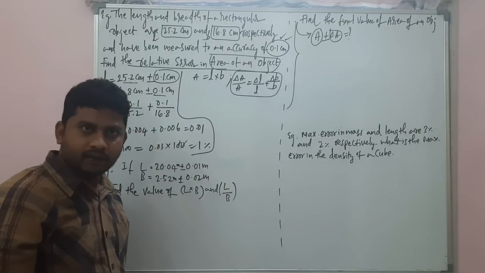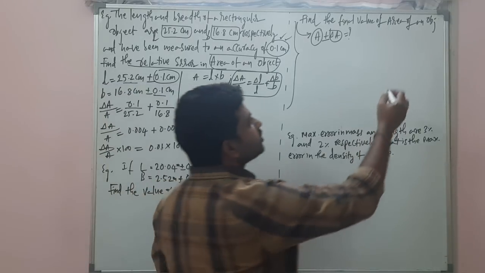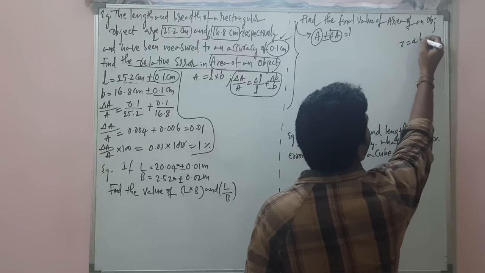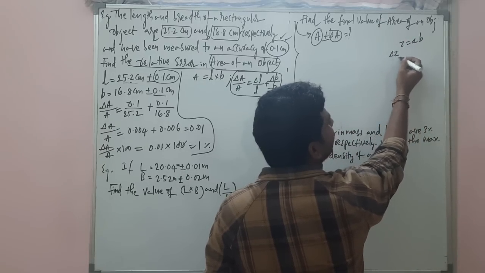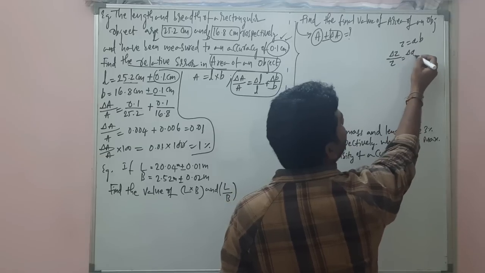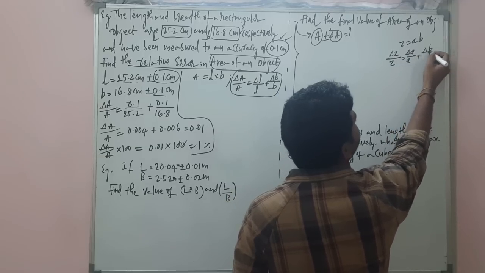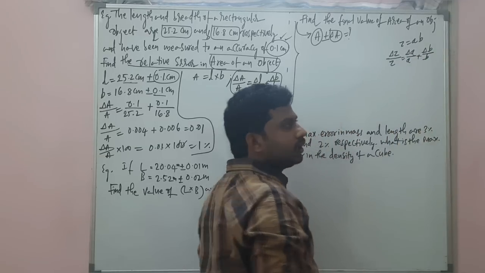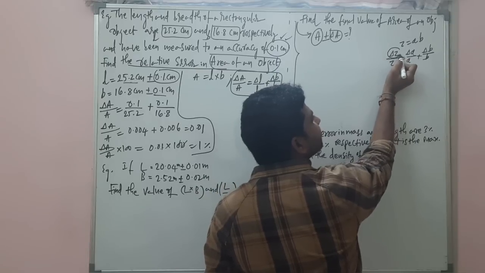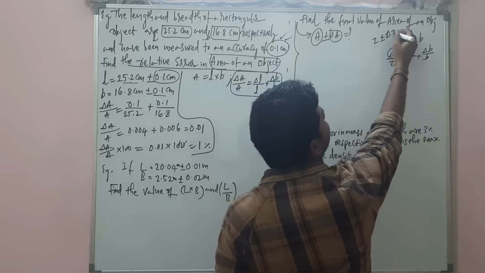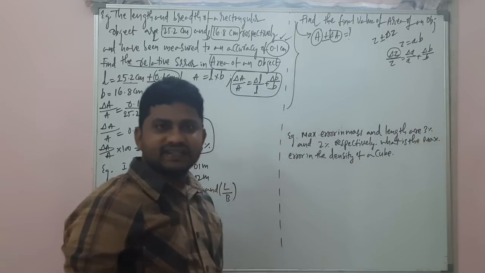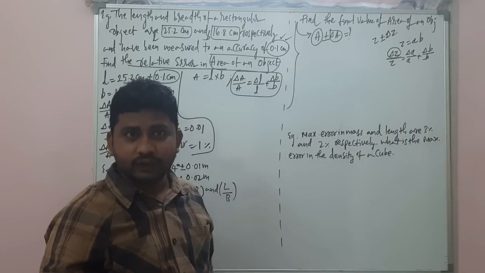Carefully see. We have already discussed the concept. If z is equal to a into b, relative error in the z will be delta z by z is equal to delta a by a plus delta b by b. Carefully go through it. So if you want only delta z, finally what we are going to find? We are going to find z plus or minus delta z.